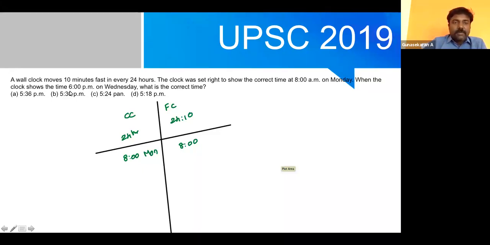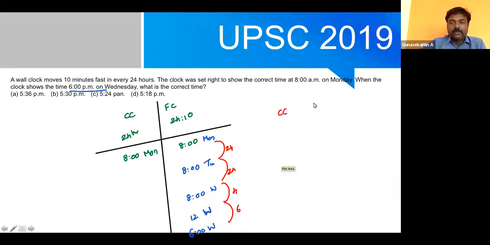When the clock shows 6 p.m. on Wednesday, which time is it? Fast clock or correct clock? Fast clock, right? So 8 a.m. Monday, 8 a.m. Tuesday, 8 a.m. Wednesday, 12 noon Wednesday, 6 p.m. Wednesday. How much is it traveling? 24 hours, 24 hours, 4 hours, 6 hours.